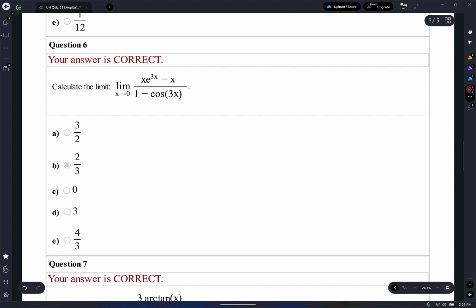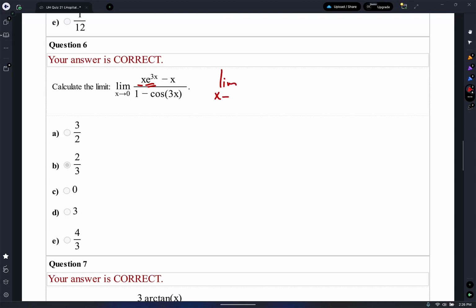We got another one. I have 0 times 1, because e to the 0 is 1, minus 0, so I have a 0 on the top. And I have 1 minus 1, so I get a 0 on the bottom, because cosine of 0 is 1. Do I get 0 over 0? Yes. Can I do L'Hopital's rule? Yes. Unfortunately, you're going to have to do product rule in the numerator. It's okay. It's not the end of the world.